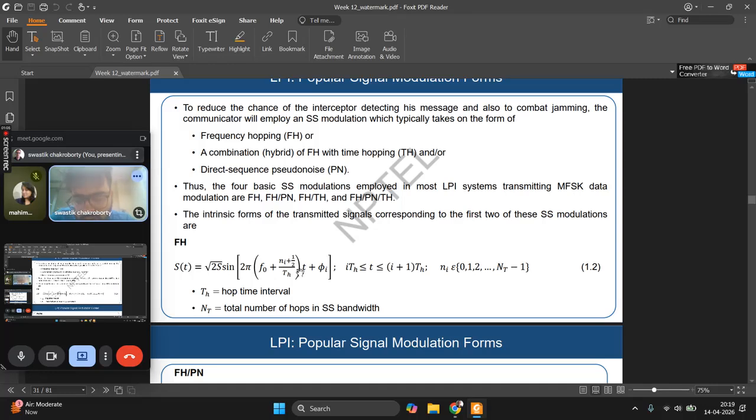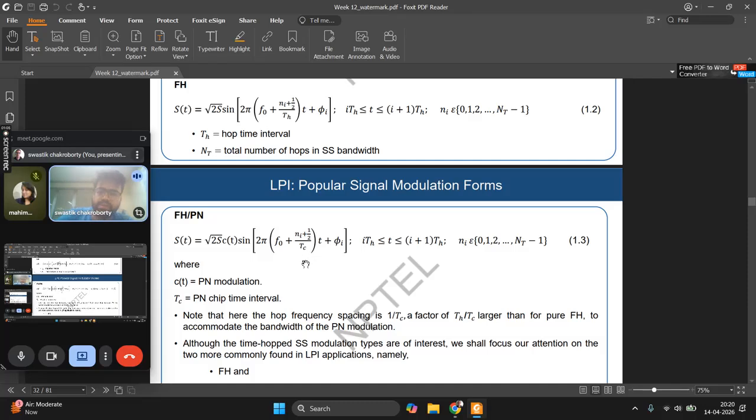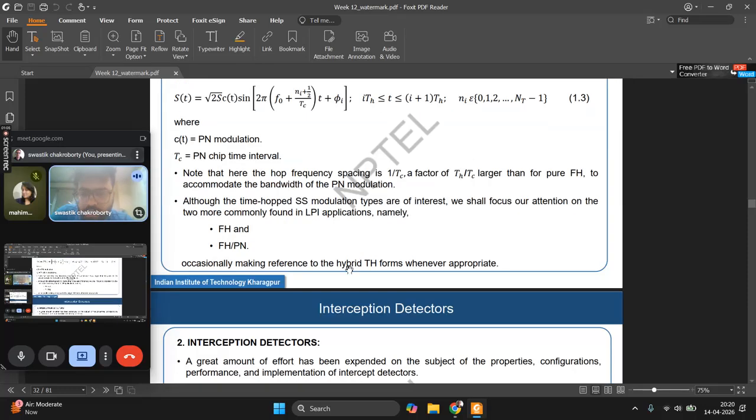Now there is a hopping code which will influence the frequency. For frequency hopping pseudonoise, there is also a PN sequence. The PN sequence symbol will influence the amplitude and the hopping code will influence the frequency. Note that the hop frequency spacing is 1 by Tc, a factor of Th by Tc larger than for pure FH, to accommodate the bandwidth of PN modulation.